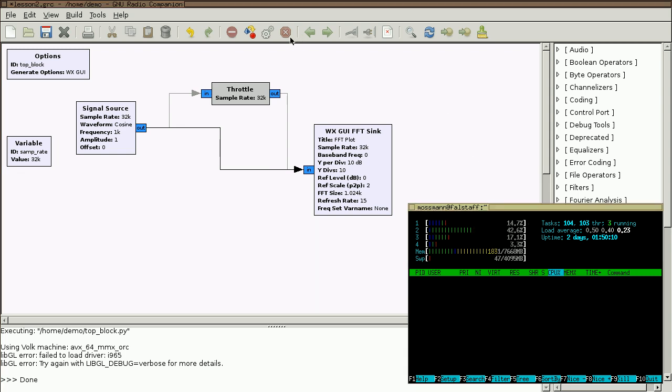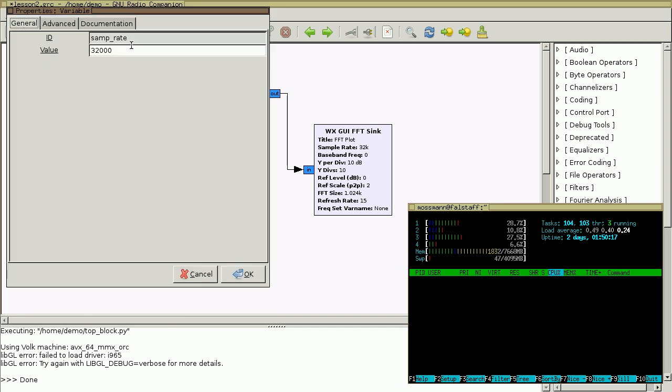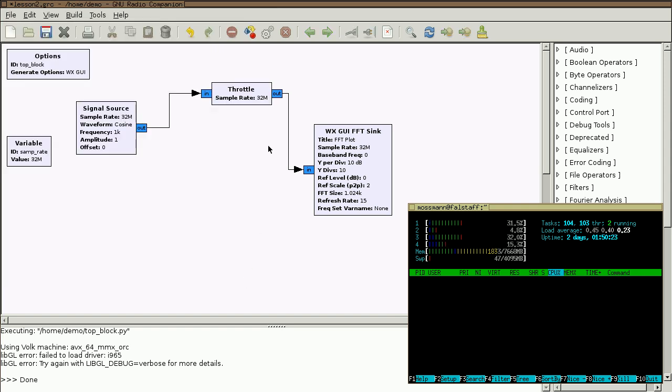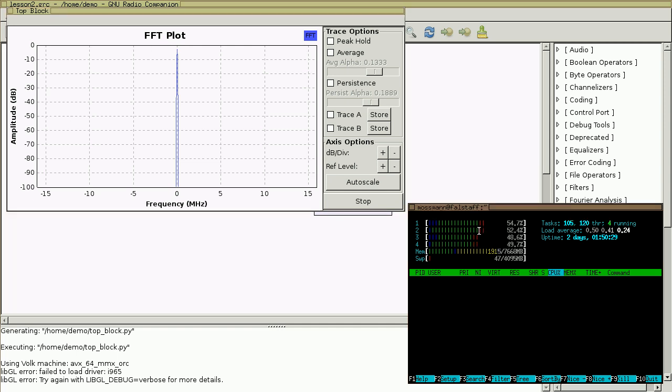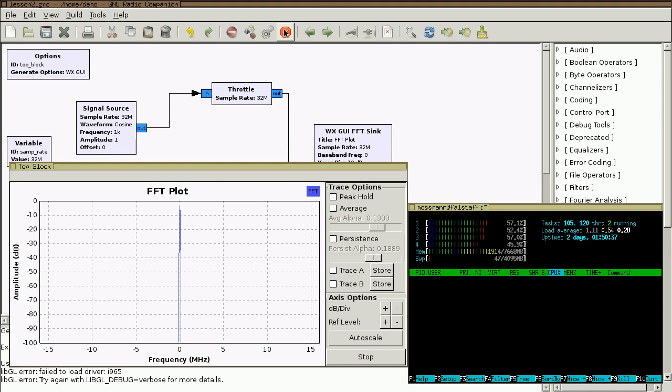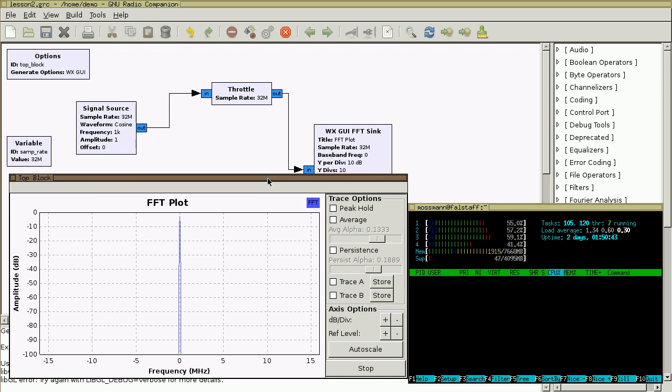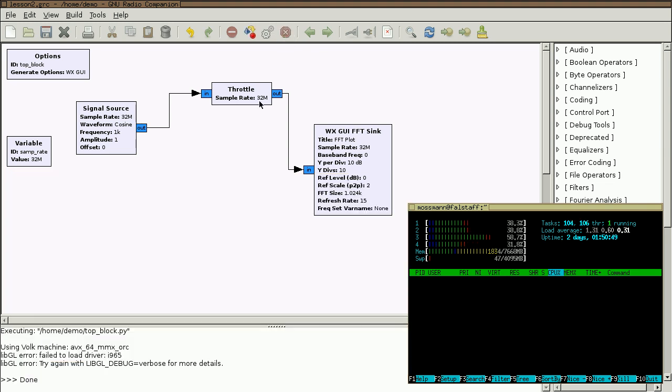Well, one thing you might experiment with is increasing the sample rate variable. If I were to increase this from 32,000 to, say, 32 million and still throttle it, then I'm using a lot more CPU power. Look at that. I'm using like 50% of my CPU or more. The higher you have this samp rate set, the more CPU power you'll use. And the throttle block is the thing that actually controls the real-time sample rate.